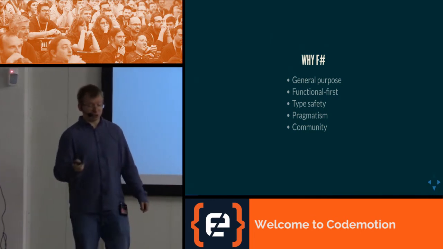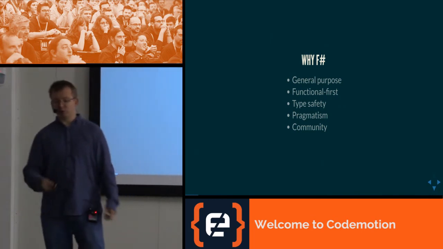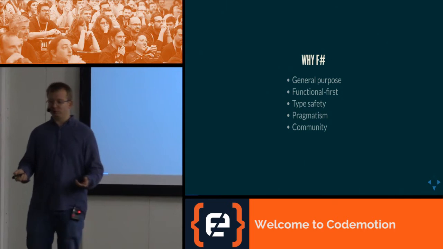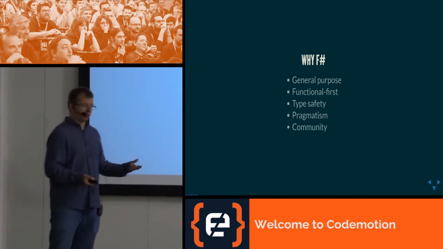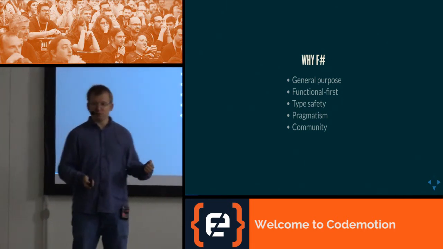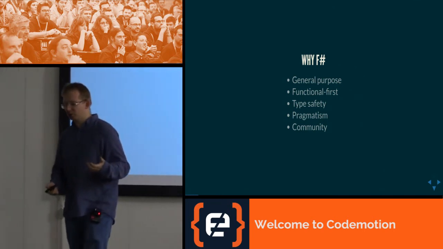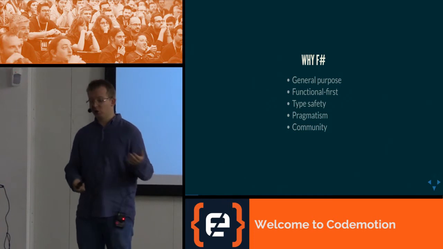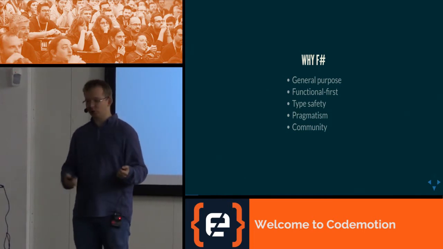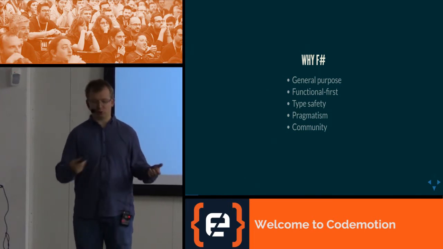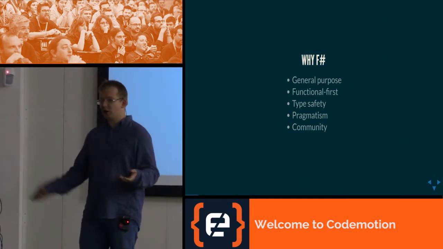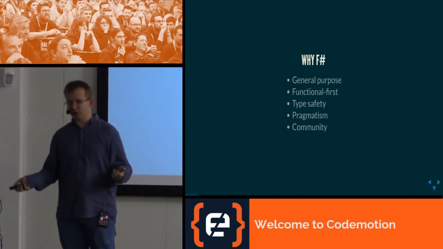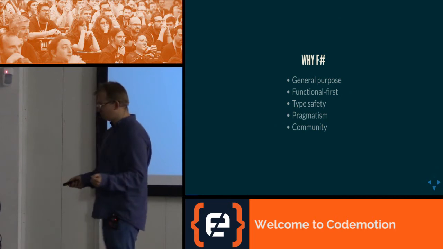First of all, why F#? It's a general purpose programming language, so we can do whatever we want with F#. It's running on the .NET platform. It's compiling to the same bytecode as C#, so wherever C# is supported, you can use it also. Whatever supports C#, you can use it also with F#. So Azure, Cloud, all these things work perfectly fine with F#.